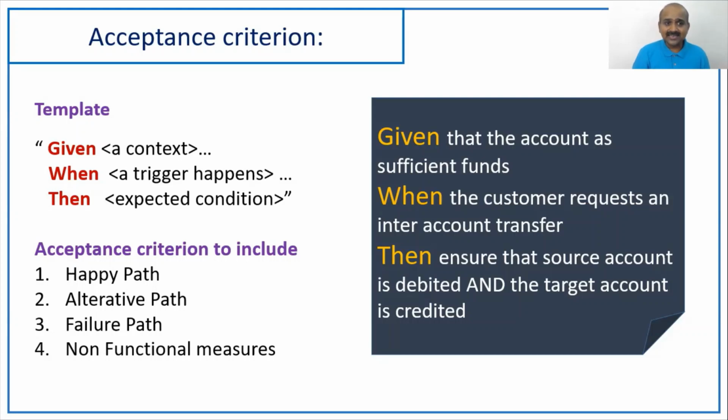So the acceptance criteria should be defined in this template, like given a context, when a trigger happens, then an expected condition. Now, the acceptance criteria should include happy path, alternate paths, failure paths, and non-functional measures. You can actually refer to my YouTube video called How to Write Good User Stories, where I have explained using examples how to build acceptance criteria and how to write user stories. You can go through that video for more details.